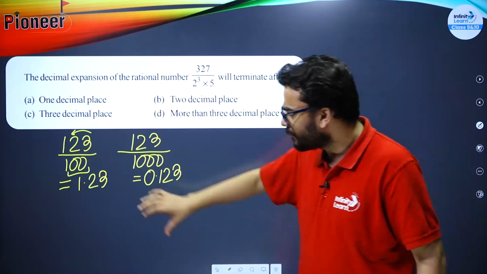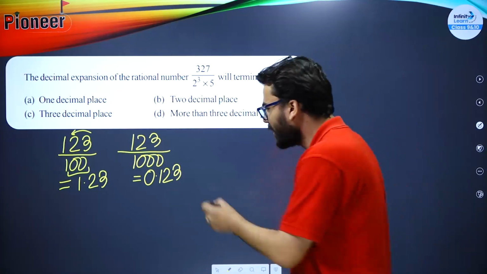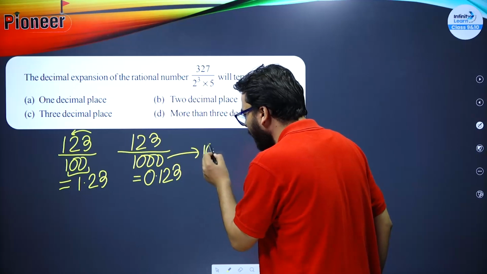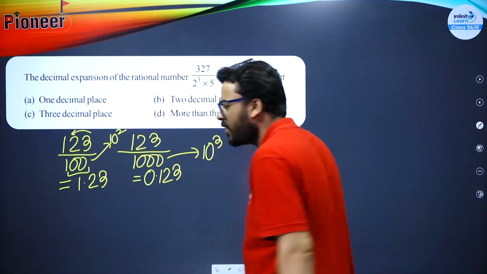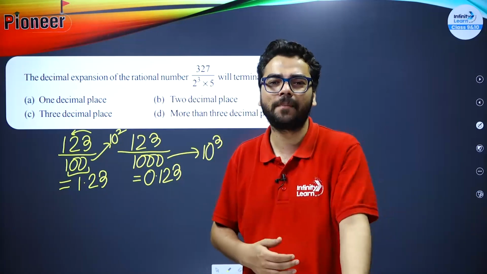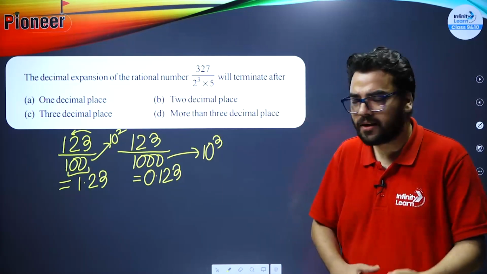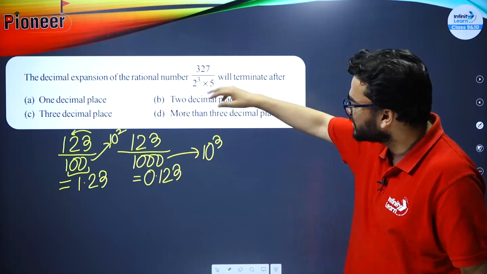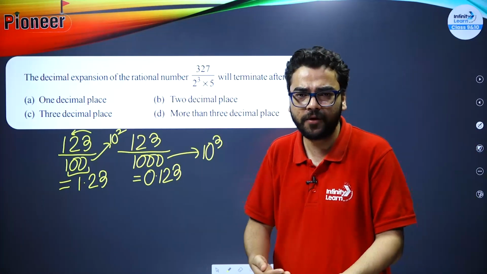So basically, you want any power of 10 in the denominator. For example, this is 10 cube over here, right? This thing is 10 square over here. You want a power of 10 in the denominator so as to decide after how many places of decimal it will terminate. And one more thing, first simplify, because sometimes it will happen that some common factor is there, so it can confuse you, right?